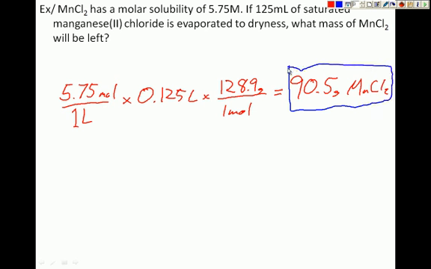And same thing, 3 sig figs, 3 sig figs, 4 sig figs. Our final answer is 3 sig figs.